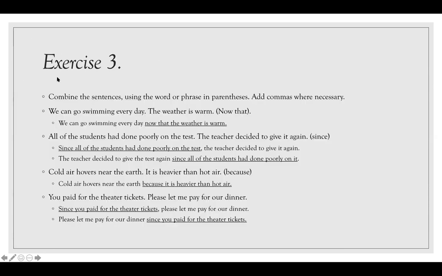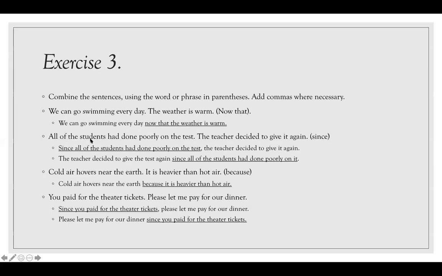So exercise 3: combine the sentences using the word or phrase in parentheses, adding commas where necessary. We can go swimming every day. The weather is warm. The words in parentheses are "now that." So, cause and effect: We can go swimming every day now that the weather is warm. Or you can have it at the beginning: Now that the weather is warm, comma, we can go swimming every day. So there are two ways of doing these.